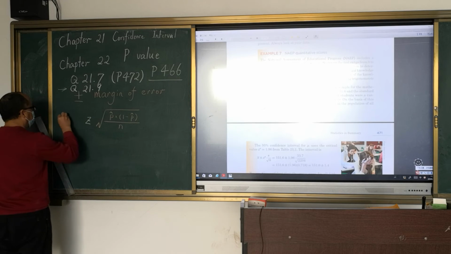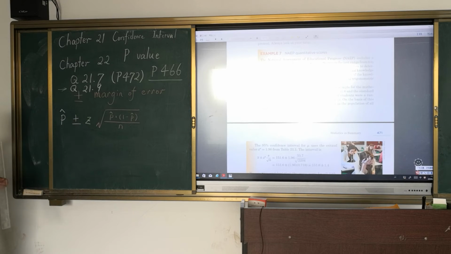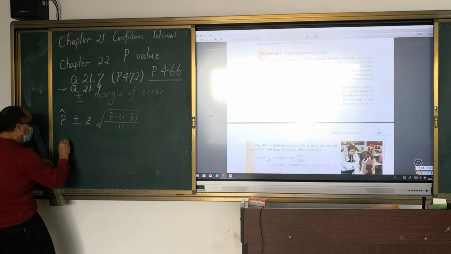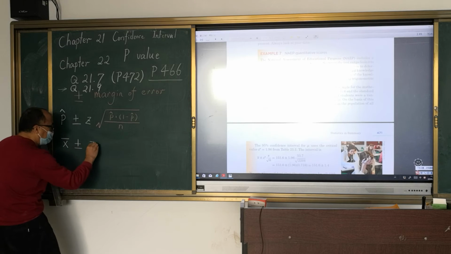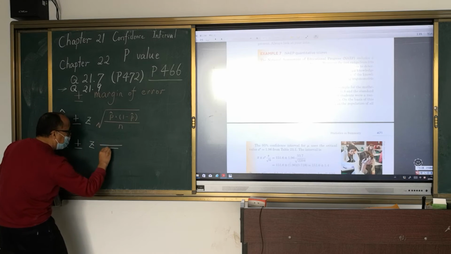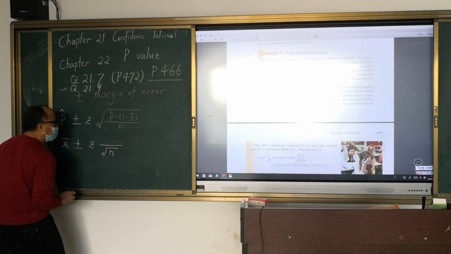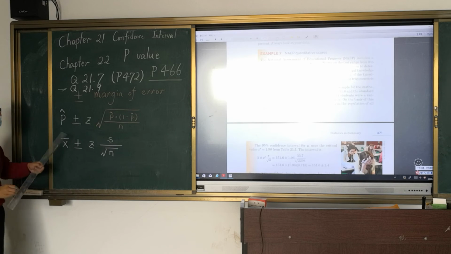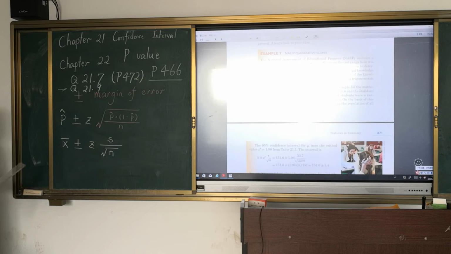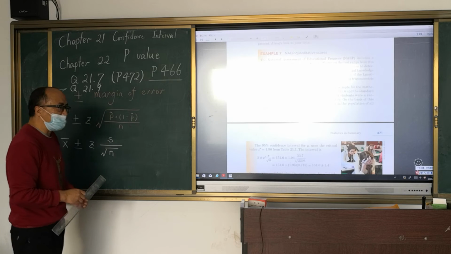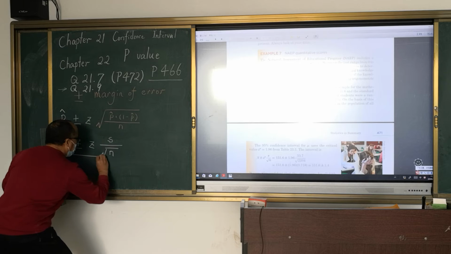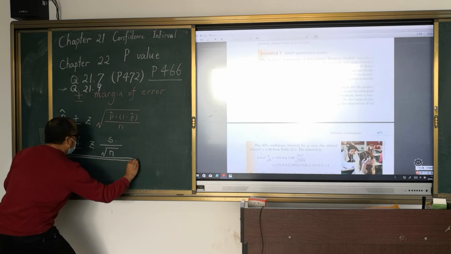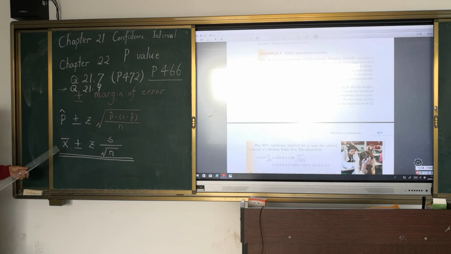This is a proportion formula. And I write down for the mean, it's in white. I'm out of the color. This is the formula for the mean.